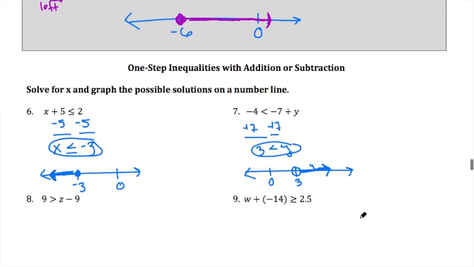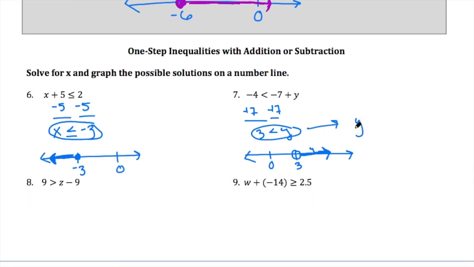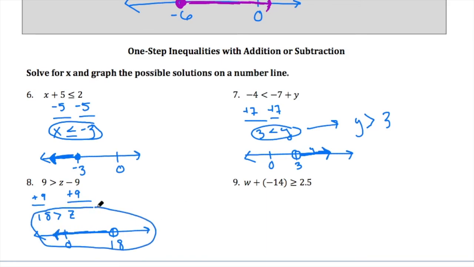If you wanted to, you could rewrite that as y on the left side. Make sure the alligator's still leading: y is greater than 3, so we kind of see which way the arrow is going. Here again, we add 9, and we have 18 is greater than z, so 0, 18, open circle there, and we're going to go to the left. And those are all our possible values. So all of that is our answer, the algebraic answer and the number line.